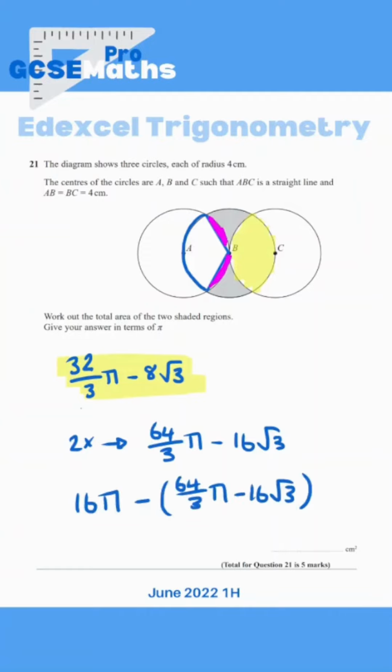Now let's just see if we can try and simplify this a bit more. So we get 16 root 3 minus 16 over 3 pi. We can't simplify it any further than that, and it's in terms of pi.